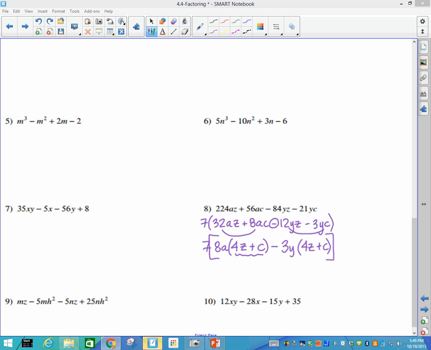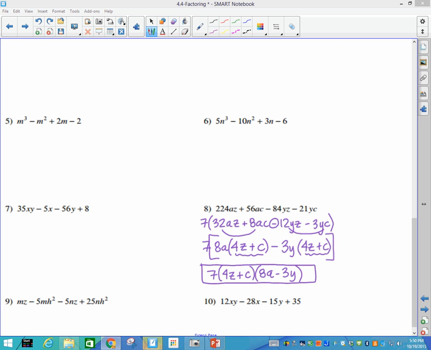Okay? If you don't have a highlighter, just squiggle underneath it. It kind of makes it easier to take it out. So I have my 7, and then I'm taking out 4z plus c, because that was what both of them had in common. And what I have left is 8a minus 3y. And there we have it. Okay? So that is our factor by grouping.